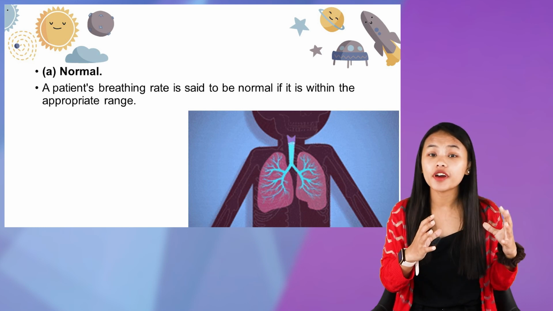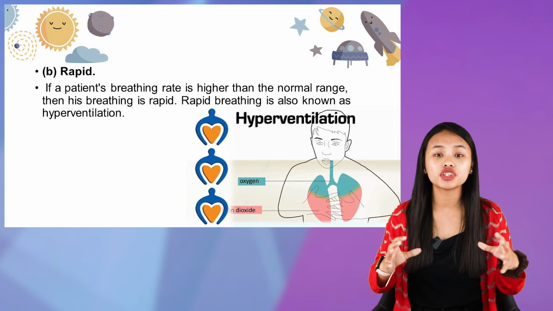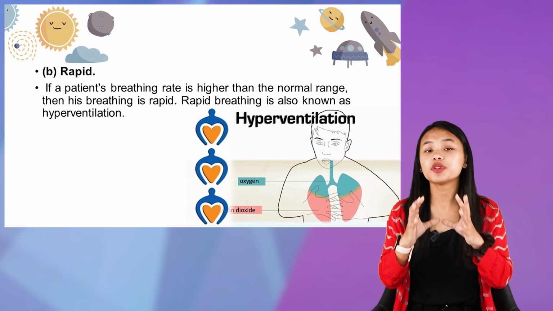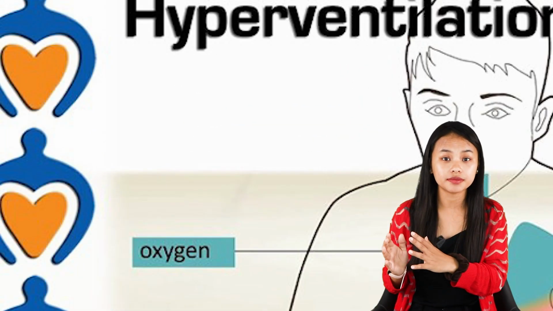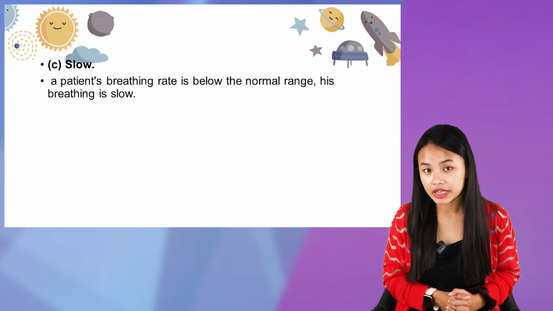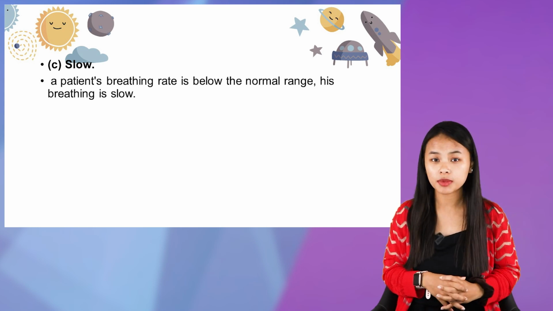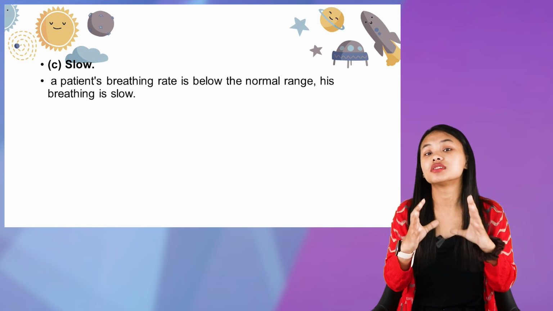Whereas if you find that the patient's breathing rate is higher than the normal range, then it is considered to be rapid. And here, rapid breathing is also known as hyperventilation. Also, if you have assessed the respiratory rate of the client and found that it is lower than the normal level, then we can say that the breathing is slow.